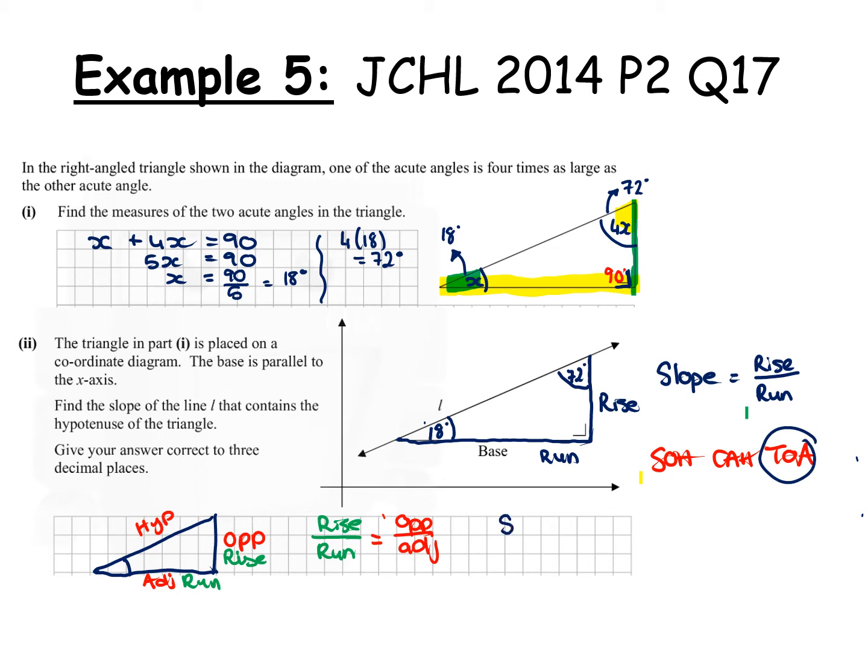So we make a very interesting connection here. The slope is equal to the tan of an angle. So when they asked us for the slope, what we actually are being asked to do in this question is simply to find tan of 18 degrees correct to 3 decimal places. But without making that connection between slope and tan, that question is near impossible. So it's really important that you see that connection here and that you remember it.